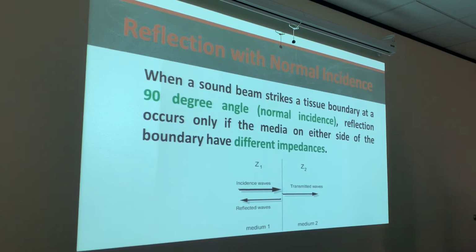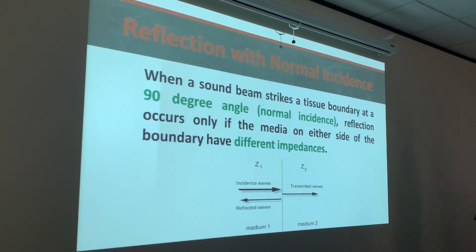Let's talk about reflection with normal incidence. What does that mean, Pat? 90 degrees, reflected back 90 degrees. Our initial intensity is hitting the barrier at 90 degrees, perpendicular to that part of anatomy. Here is our anatomy, our medium. These are two mediums, and this is our boundary. It's hitting that boundary at 90 degrees, or perpendicular to it. That's what we're talking about.